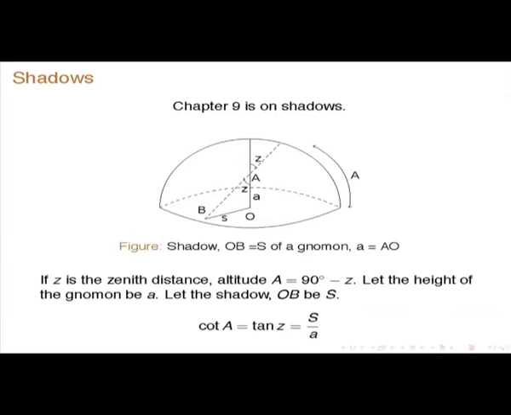So this is the sun, let us say. From that, the shadow of the gnomon is falling here. So this is called a zenith distance. This is called a zenith distance, that is what is happening.